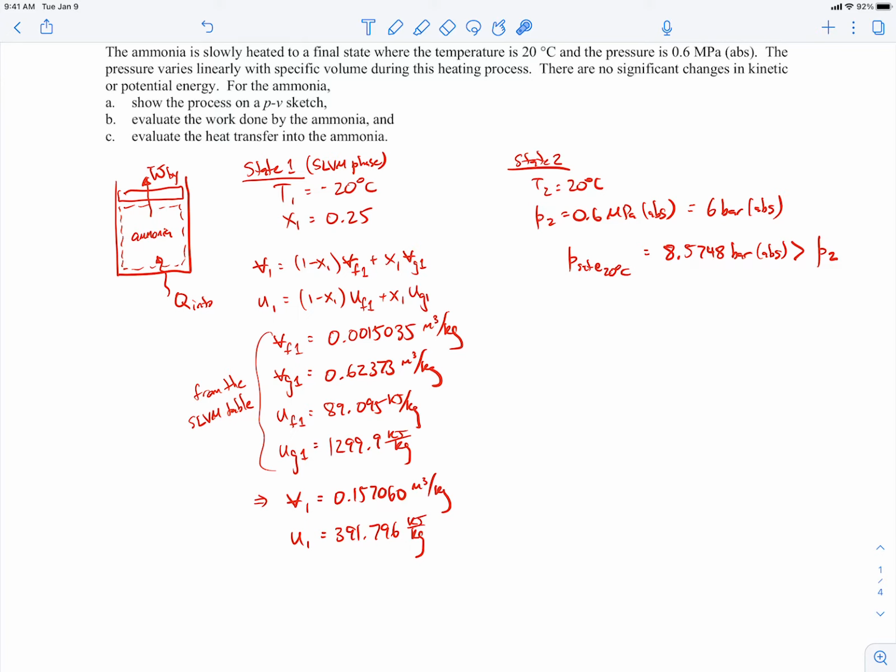So that means there's less pressure pressing against the material, so it's going to be in a superheated vapor phase, since the pressure is actually lower. So state 2 will be a superheated vapor because the pressure is lower than the saturation pressure at that given temperature. We're not holding as much pressure on it, so it'll be more likely to become a vapor. So to find the properties for state 2, we can just use the fact that we're at 20 degrees C and 6 bar, and then go look at the superheated vapor tables for ammonia.